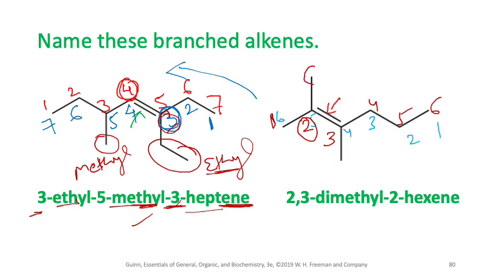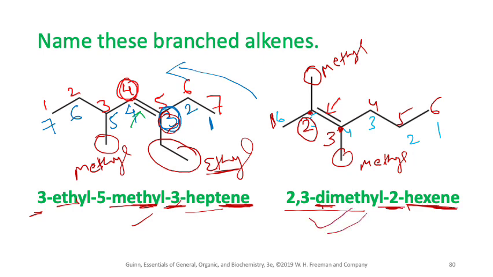Then we have 2 substituents. One is over here, methyl. I have one over here, methyl, as a substituent. Then I can say on the second carbon and the third carbon I have the same substituent, methyl, so dimethyl. And then there is a double bond on the second carbon, and we have 6 carbons, 6-hexene. Right? So this is how you normally write the name of the second one.